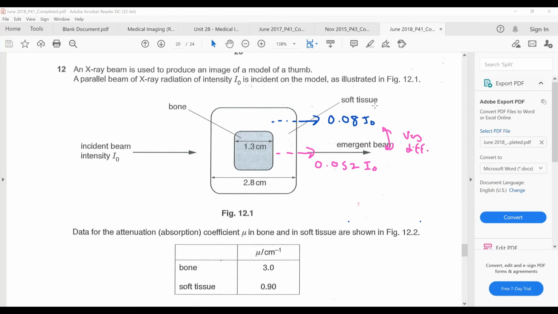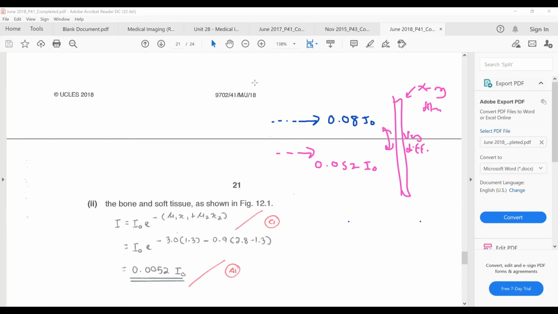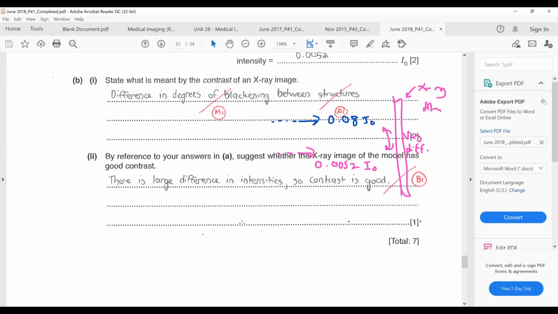Then if you put an X-ray film here, this one is 0.08, this one is 0.052. They're actually going to darken by very different amounts. Sorry, this one is not 0.052, this is 0.052 I naught, and the other is 0.08. So this one has larger intensity than this one. This one won't darken as much, but this one will darken a lot. So you're going to have good contrast. You can just say that because there's a very large difference in their intensity, the contrast you get will be good.